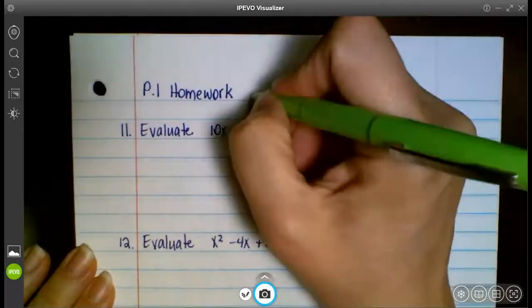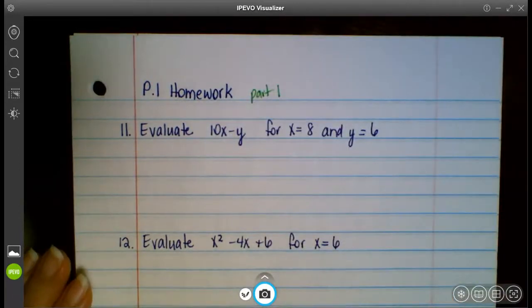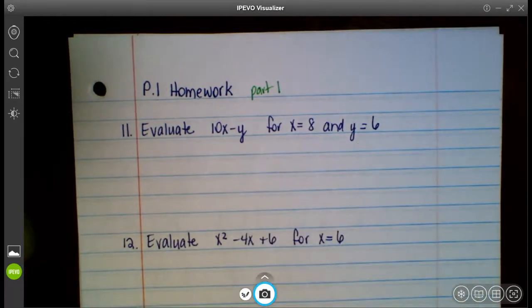P.1 Homework, Part 1. Evaluate 10x minus y for x equals 8 and y equals 6.